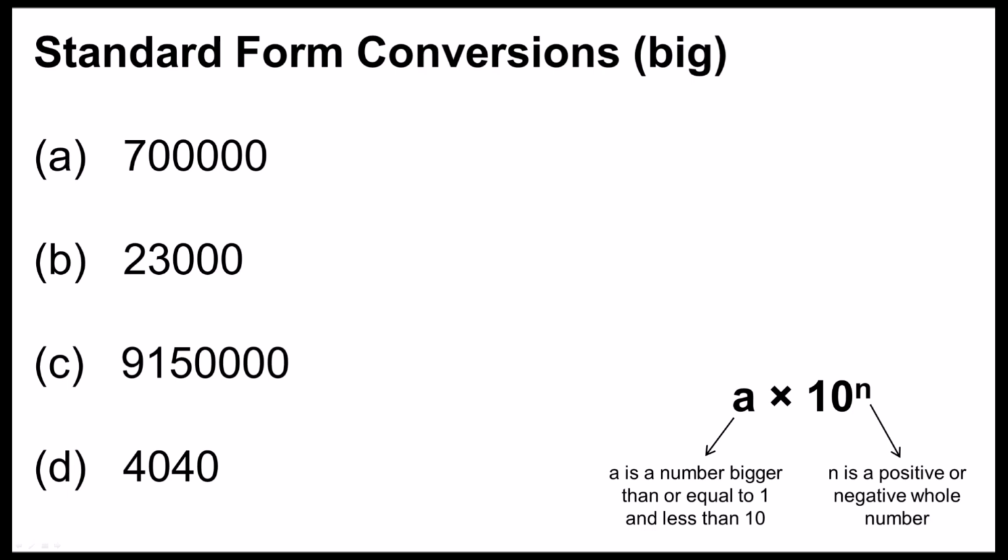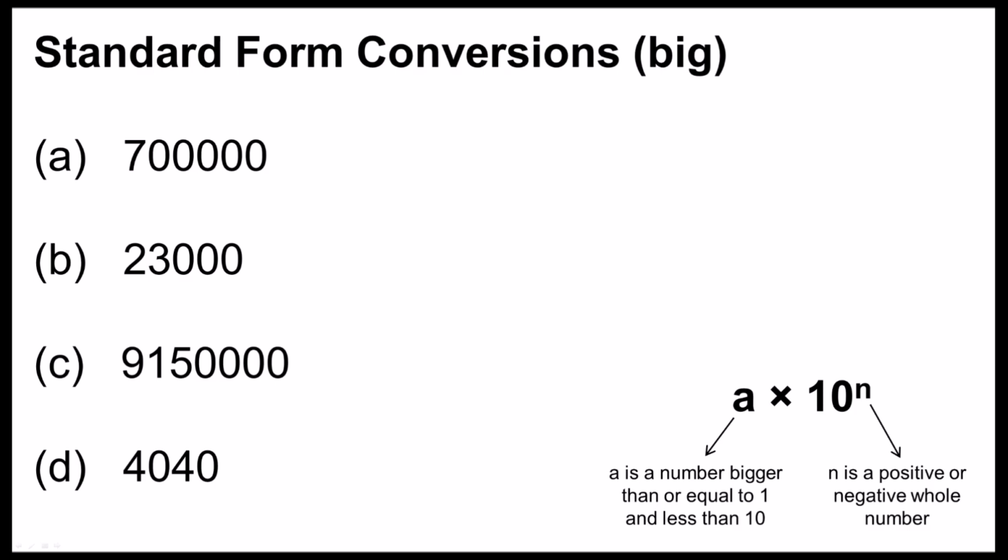The next part is always a multiply by 10, followed by our power, which tells us how many times to multiply the original number by 10. Our power can be both a positive or negative whole number. However, because we're only considering big numbers in this video, our power will always be positive. Let's have a look at some examples.